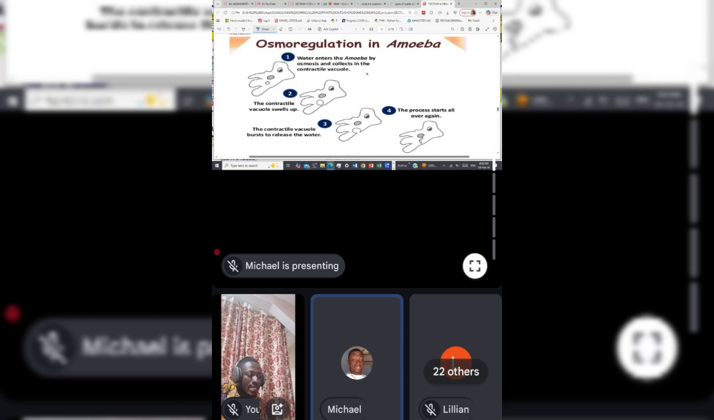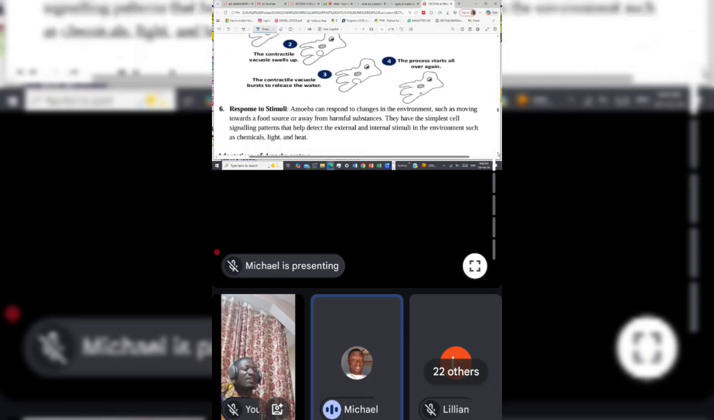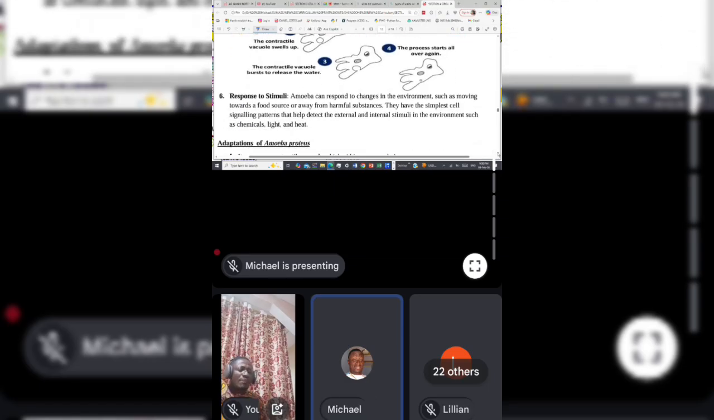Now, there's a small water bubble. It will become larger like this. When it's too large, it comes outside. Then it forms another one again. Then the cycle goes on and on. If it is still in a very hypotonic solution, a lot of contractile vacuoles can be formed.